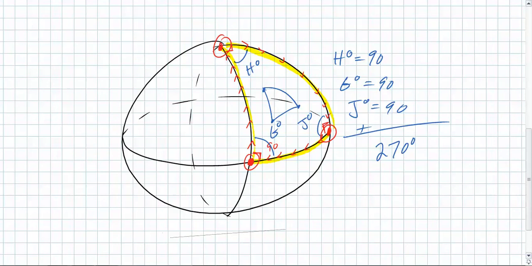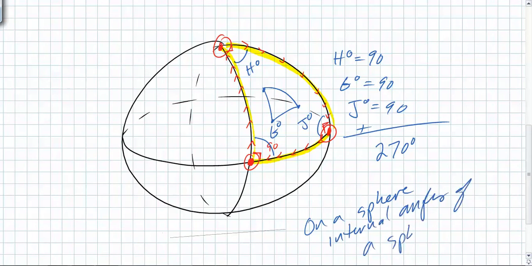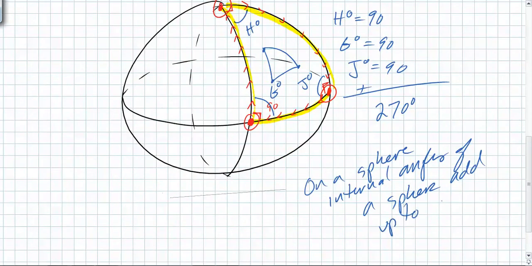Because what you're saying here is these are less than 90, right? So the internal angles here add up to something less than 270. But can you ever get less than 180? No, you can't. So here's the thing. On a sphere, the internal angles of a triangle add up to greater than 180.